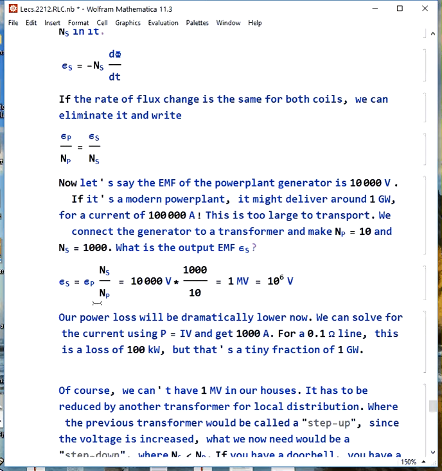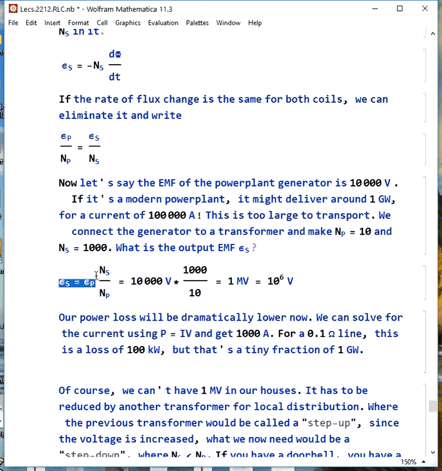What does this mean? Well, let's say the power plant is generating this power at 10,000 volts. If it's a modern power plant, instead of one of these old ones, it might deliver a gigawatt. That would mean a current of 100,000 amps, which is ridiculously large. We'd never try and transport that. What we could do is connect the generator to a transformer and have 10 turns in the primary and 1,000 in the secondary. Now, what's the output of the secondary?